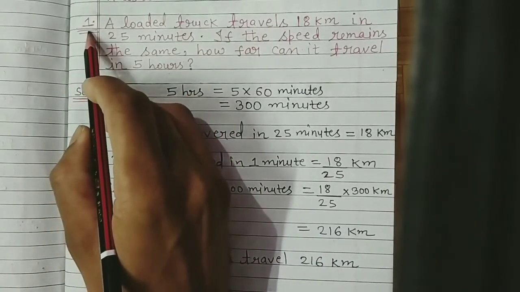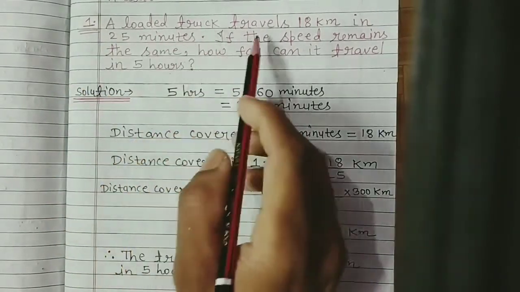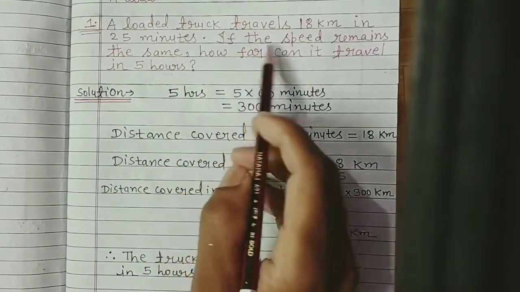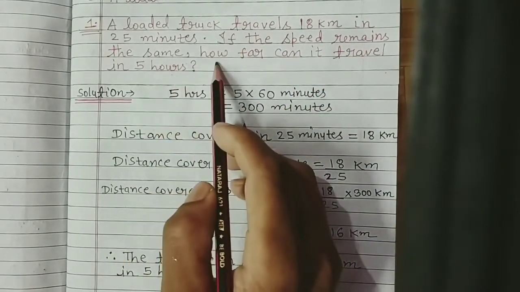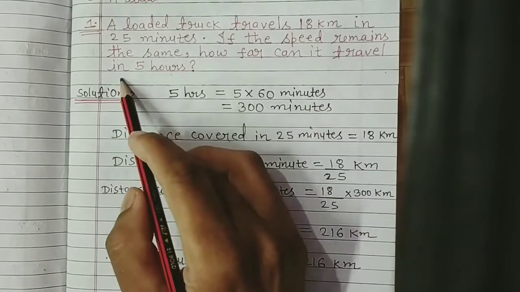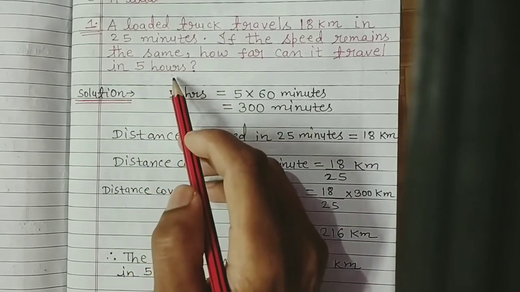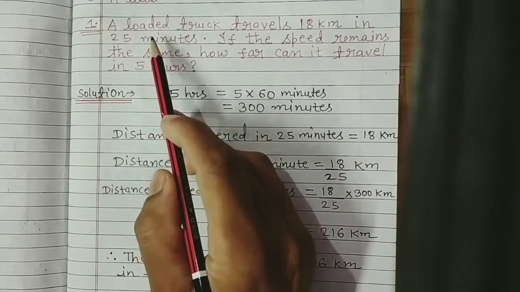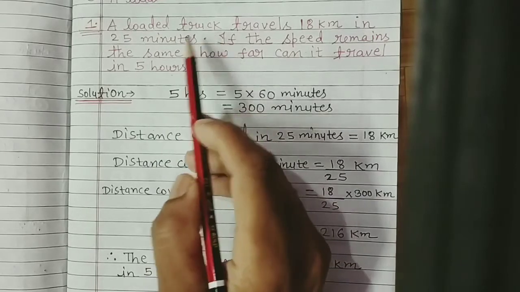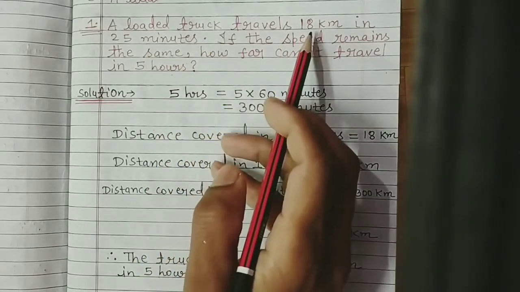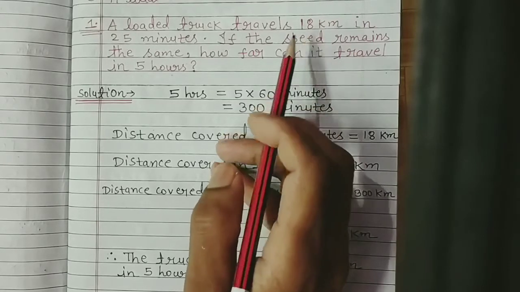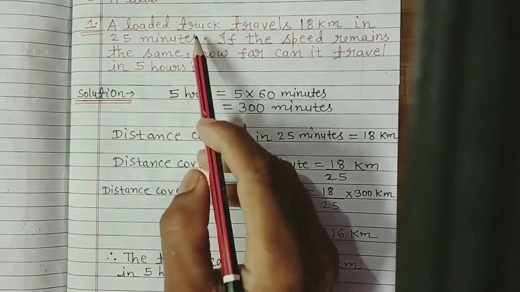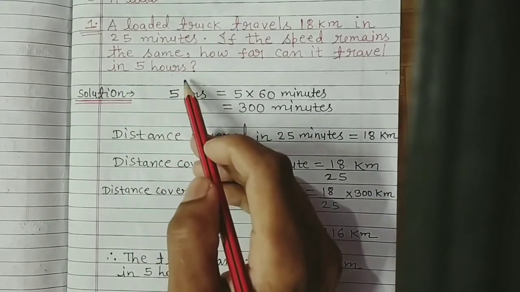The first question is, a loaded truck travels 18 km in 25 minutes. If the speed remains the same, how far can it travel in 5 hours? In this question, it is given that the distance covered by the loaded truck in 25 minutes is 18 km. And we have to find how much distance this loaded truck will cover in 5 hours.